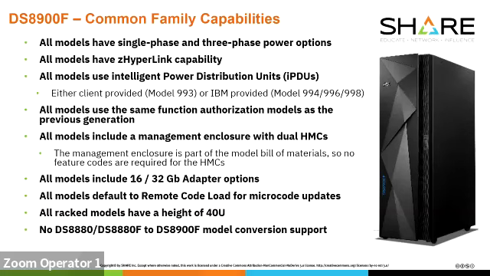They've got the management enclosures with dual HMCs. You can have 16 or 32 gigabyte host adapters. They all use remote code load as the default for microcode upgrades. The racked models at least have an industry-standard 40U height to make that very easy and consistent. And you cannot convert from the 88 to the 89.